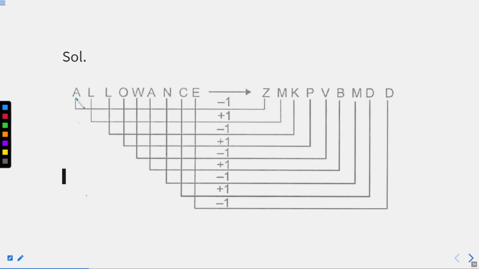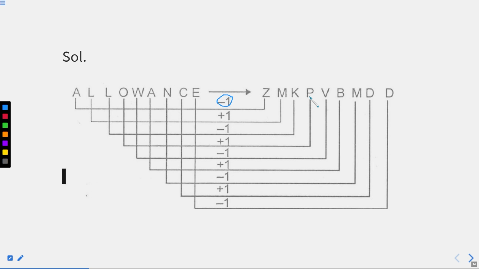So here A is coded as Z, that is by subtracting value 1 here. I hope you get it. Then L is coded as M by addition of 1. This is something we learned in the first concept. In the first concept, we discussed adding 1 to each and every letter. But this time, first we are subtracting 1, then adding 1, then subtracting, then adding, and we follow this till the last letter. So eventually we'll get the code of allowance as this.